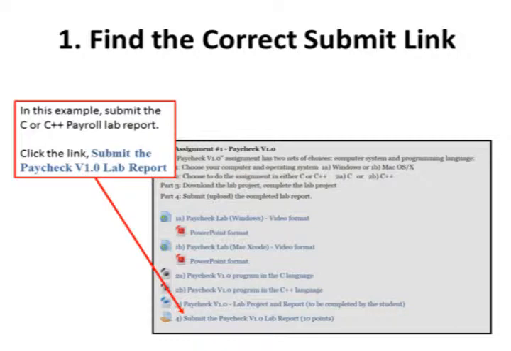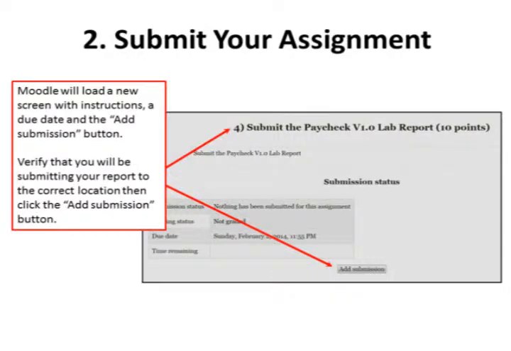If you end up clicking the wrong one, it will either end up in the wrong folder or it could accidentally replace some of your previously submitted work. Moodle will load a new screen with instructions, a due date, and the Add Submission button. Verify that you'll be submitting your report to the correct location, then click the Add Submission button.